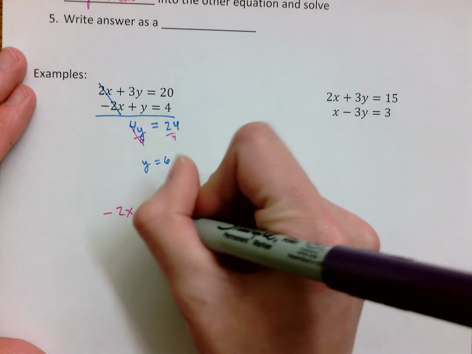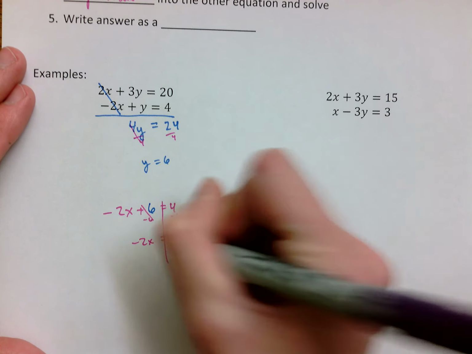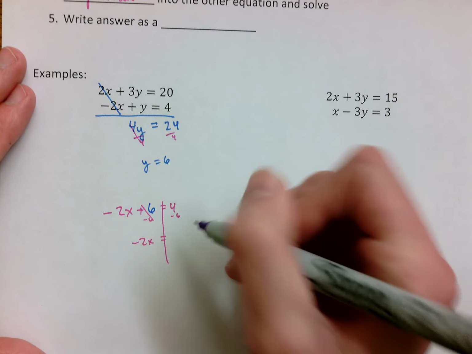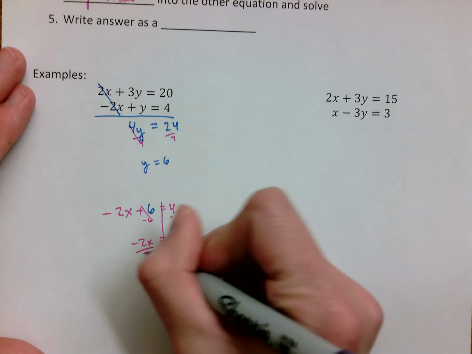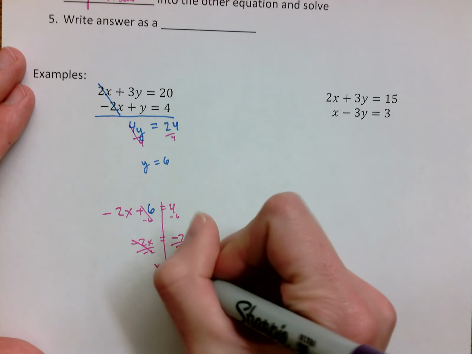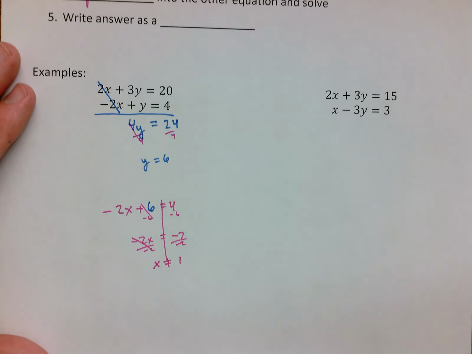And then we're just going to solve this. You know how to solve this, right? Subtract 6 from both sides. So I'm going to get negative 2x equals 4 buckets of water, 6 fires, 2 fires left over. And then I'm going to divide by negative 2. So x equals positive 1.